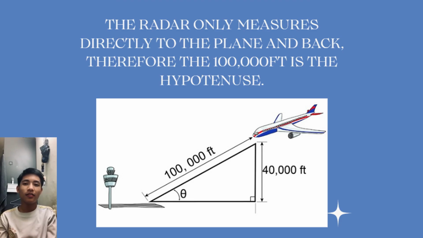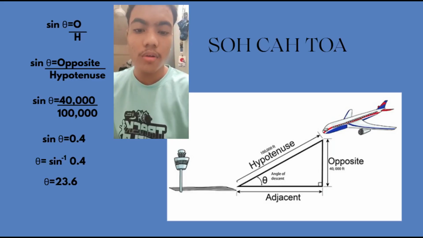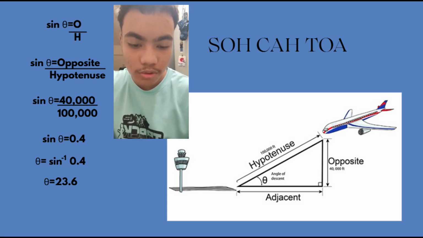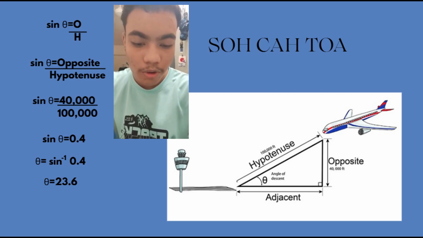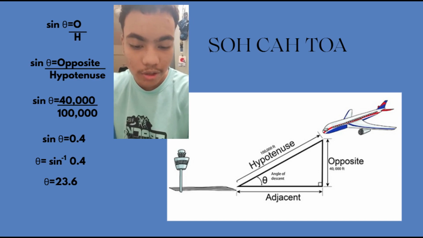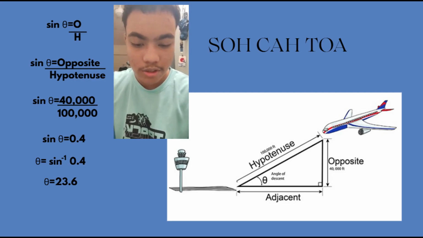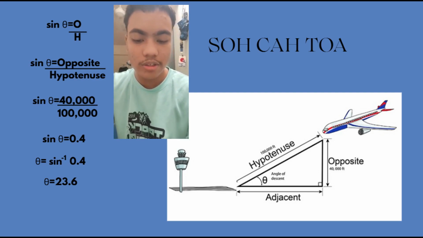Meanwhile, we get the opposite side as 40,000 feet because the airplane already has a built-in meter to calculate the distance between it and the ground. In this problem, we are working with a right angle triangle formed by the airplane, the control tower, and the ground, where the vertical side represent the height of the plane, opposite side equal to 50,000 feet. The slanted line is the hypotenuse, 100,000 feet, and the horizontal line along the ground is the adjacent side.